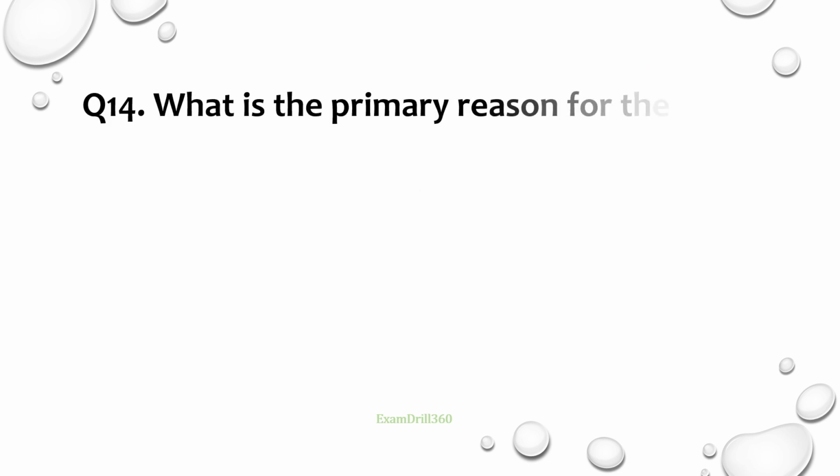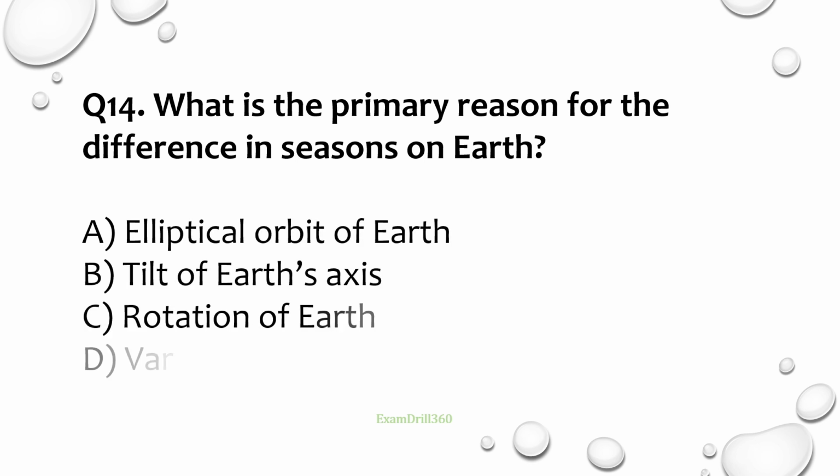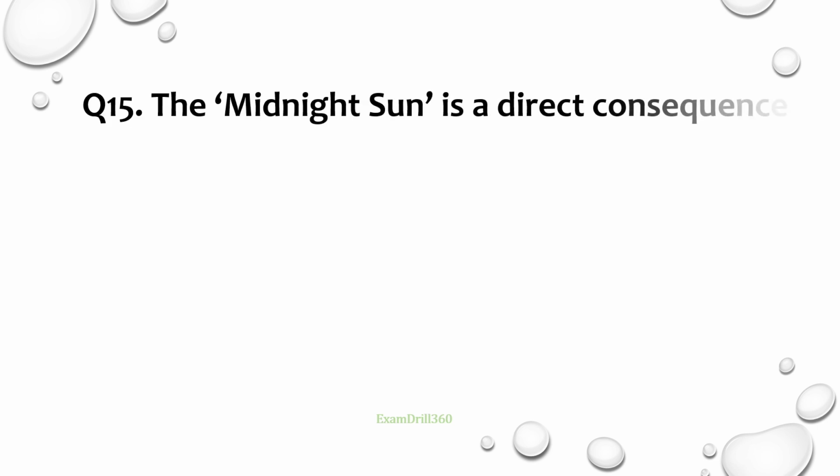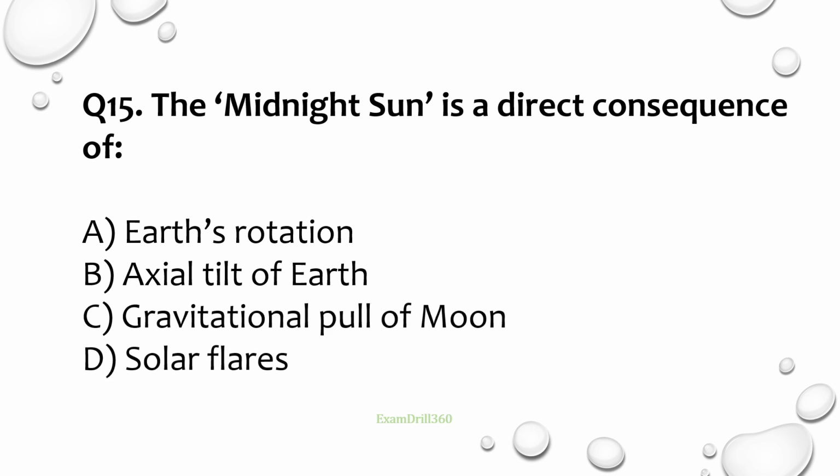Question number 14. What is the primary reason for the difference in seasons on Earth? Seasons on Earth we already discussed, due to Earth's tilted axis. Next. Question number 15. The midnight sun is a direct consequence of what? So what is this midnight sun actually?